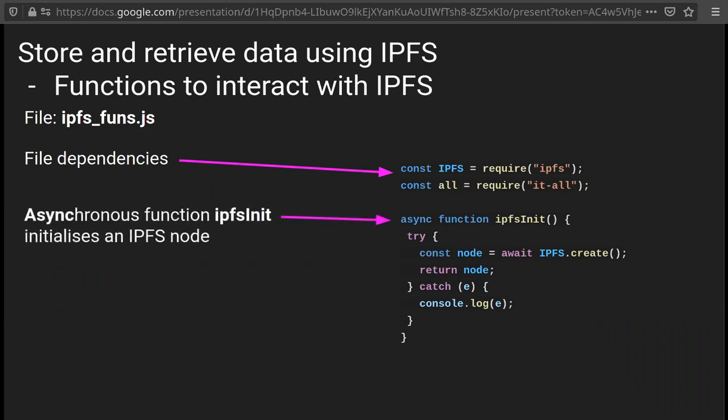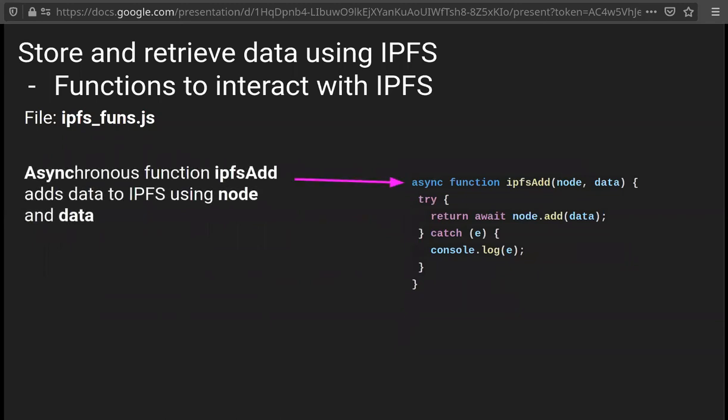We have another async function called IPFS init, and we have a try catch statement inside there. We are going to create a local IPFS node on your desktop, and it creates a node in your browser. So it means that you can very quickly get up and running using IPFS, but it only exists for the time that the browser is running, basically. We then return that browser instance to the calling function.